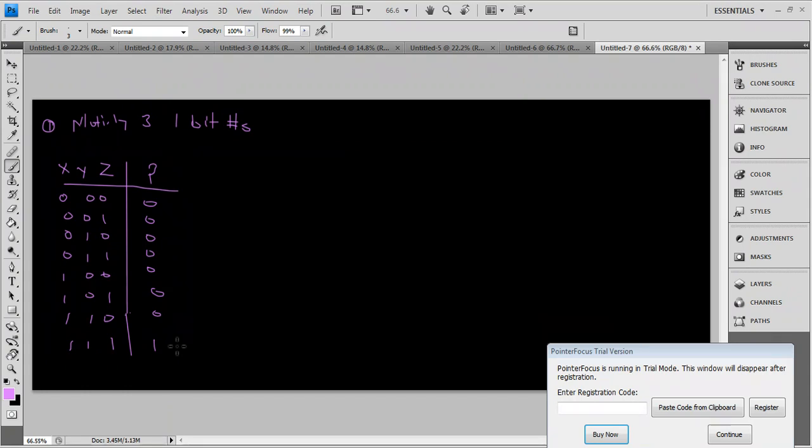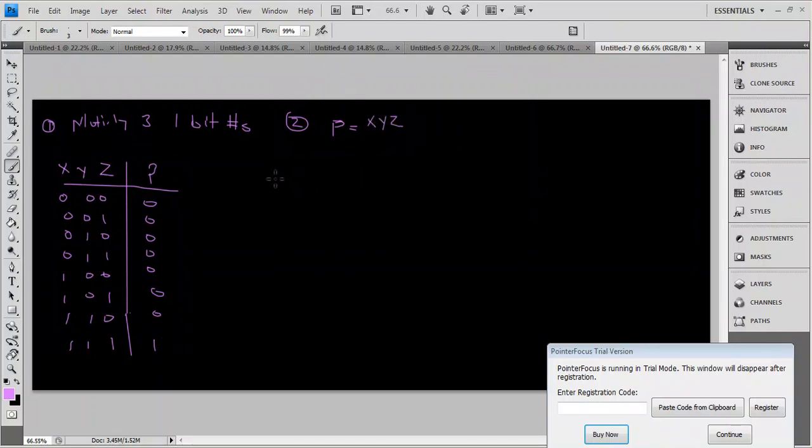0 times 1 times 1 is 0. 1 times 0 times 0. 1 times 0 is 0. Okay, so the only one that's actually 1 is 1 times 1 times 1. So that means we're going to have just a very small equation, and therefore a very small circuit. So P is equal to don't care, don't care, don't care, don't care, don't care, don't care, don't care, I do care: X, Y, Z, no nots.